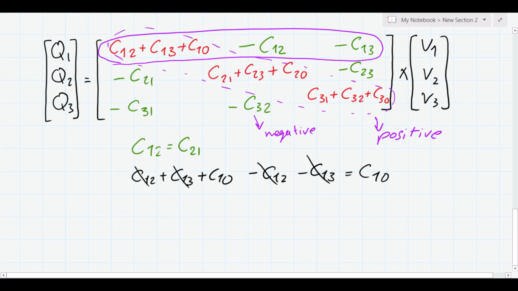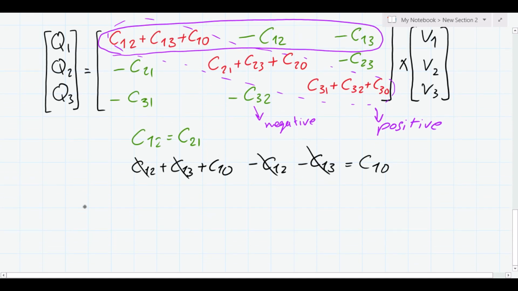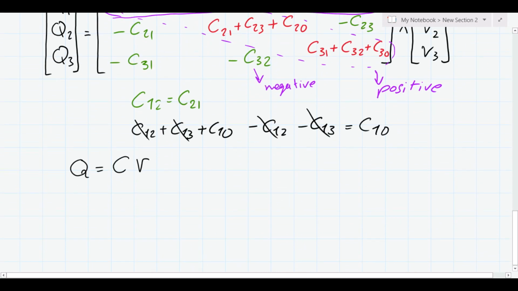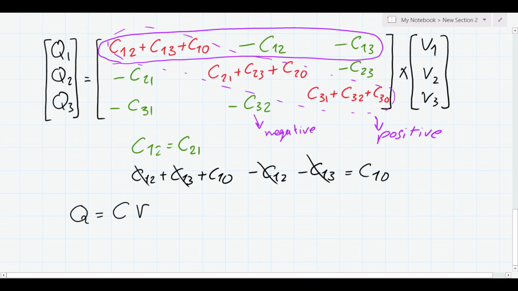As the final point, for a single capacitor, you have seen that we have a very simple equation, that Q equals C multiplied by V. For a system of capacitors, we have the same equation as you can see here, but in a matrix form. The matrix of Q equals the matrix of capacitance, the Maxwell capacitance matrix, multiplied by the matrix of conductor voltages.